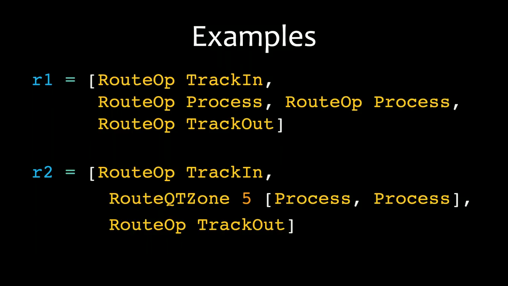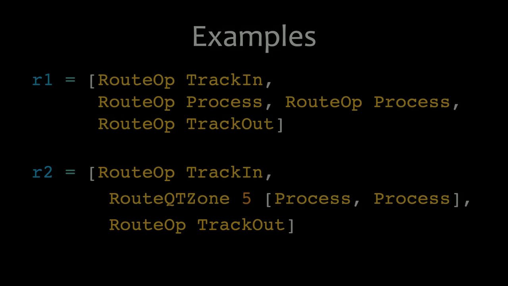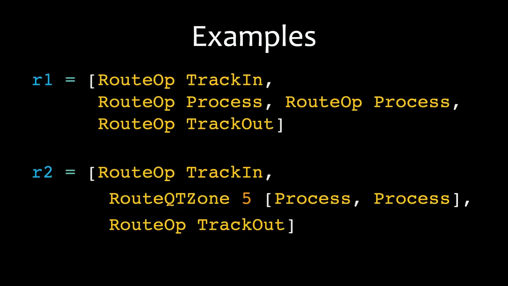And then if we look at our example, this is the previous example we had here. We could create another example. Where's my... there, R2. And here we have a route queue time zone, say it may only take 5, whatever, seconds, say. And then we have two processes here that need to be finished within 5 seconds. And then we do the track out again. Okay? So far, so clear? Good.